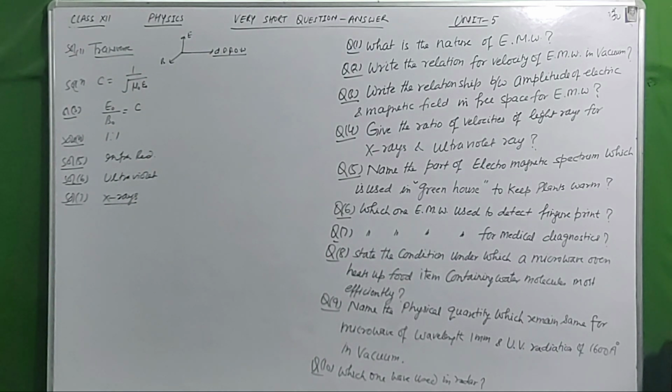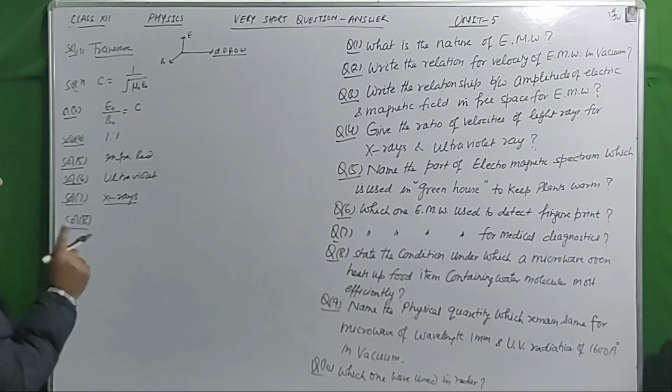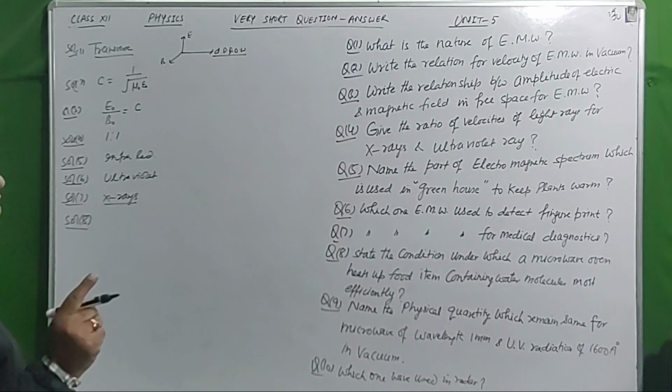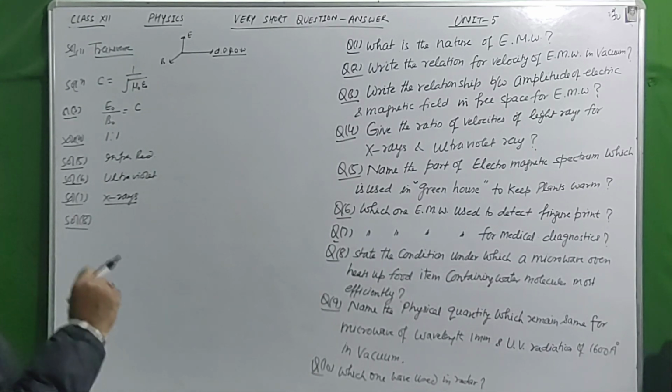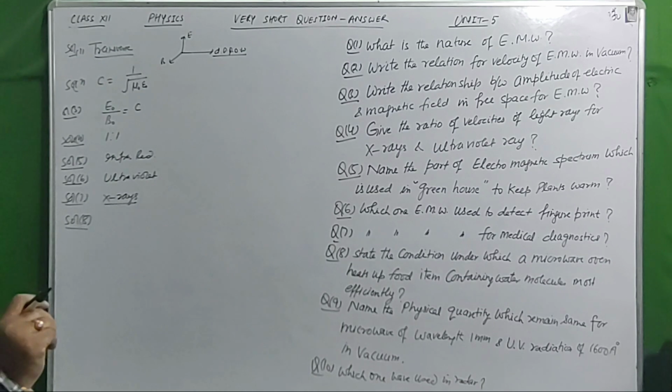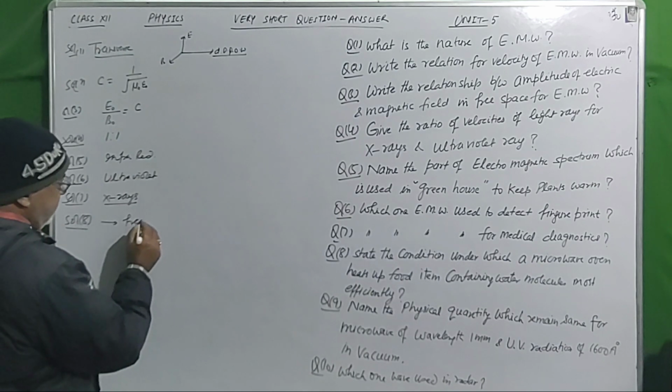This is an important question. State the condition under which a microwave oven heats a food item containing water molecules most efficiently. Because the frequency of the microwave matches with the frequency of the water molecule, it more efficiently heats the food which contains water molecules, right? So, frequency matching.